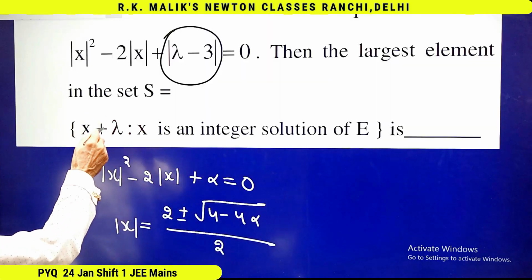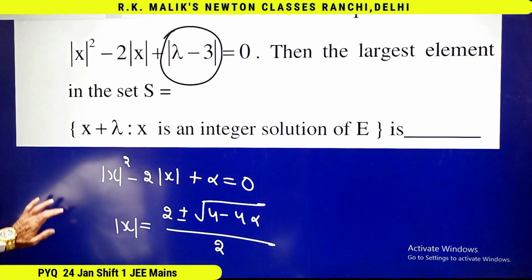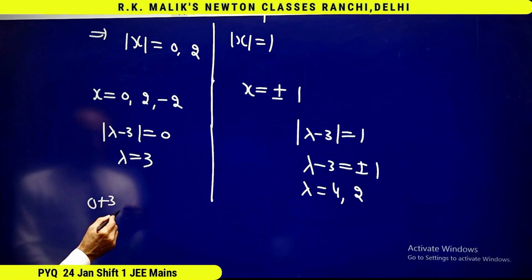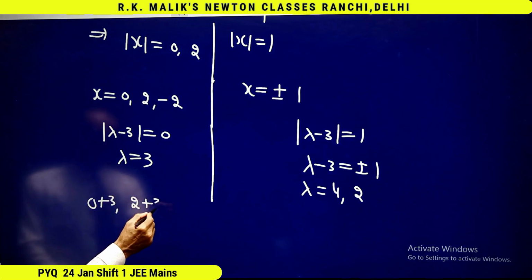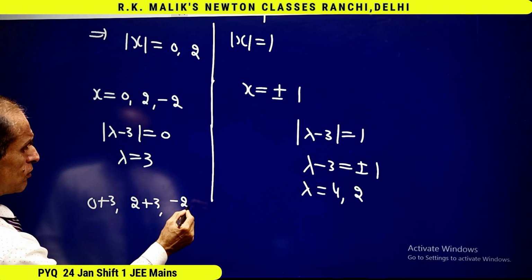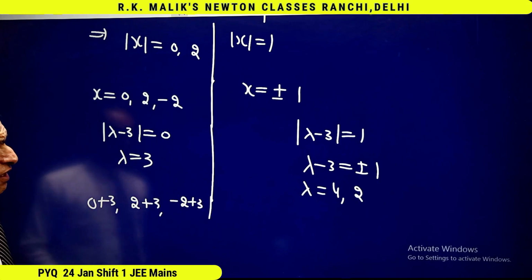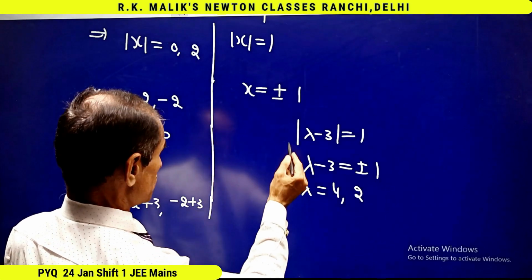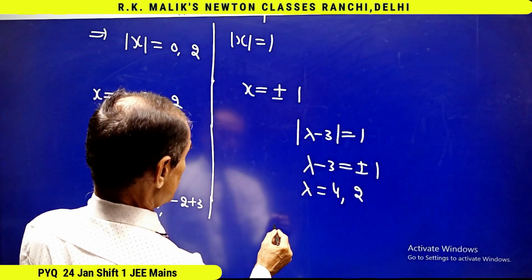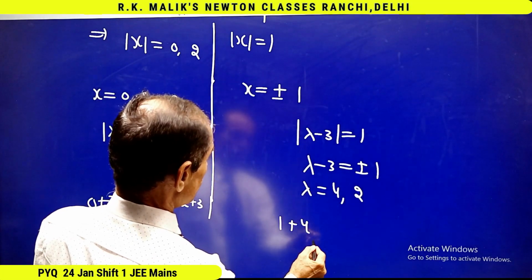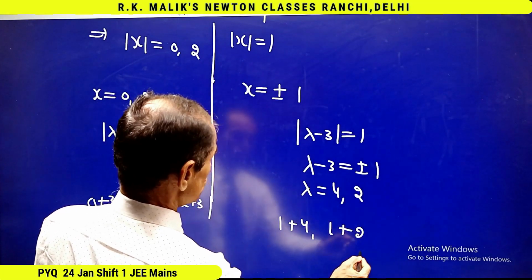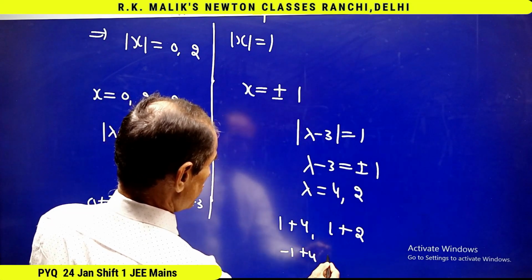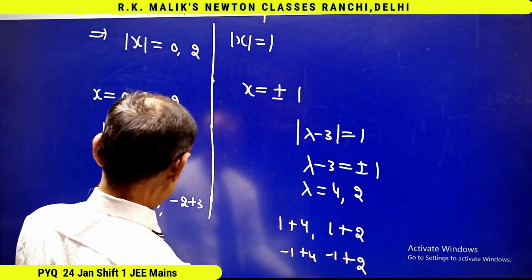Hence the possible values of x plus lambda are 0 plus 3, 2 plus 3 and minus 2 plus 3. And possible values of x plus lambda in this case are 1 plus 4, 1 plus 2, minus 1 plus 4 and minus 1 plus 2.